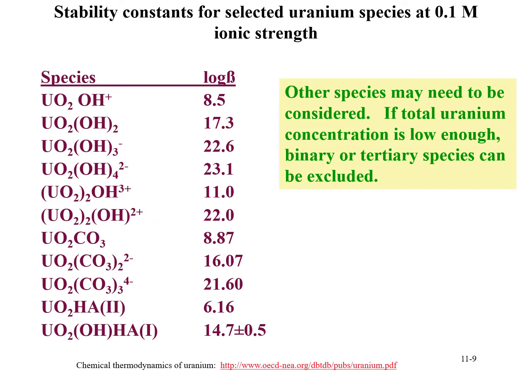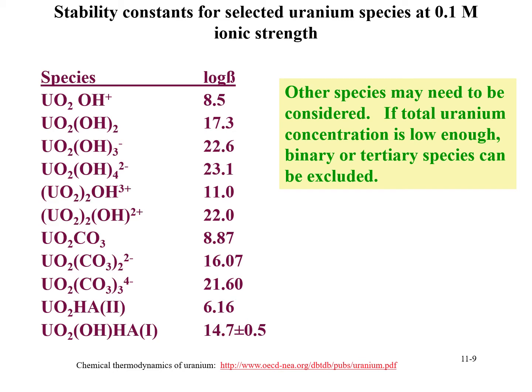Lucky for us, there are extensive databases available that can provide complexation constants for a number of species. And here are listed some of the relevant complexation constants for the uranium species that we've discussed. So here are the hydroxides, and here are the carbonates, here are the humic acids. A lot of this data is available for uranium from the Chemical Thermodynamics of Uranium. The link is listed here. The link is also on the webpage.